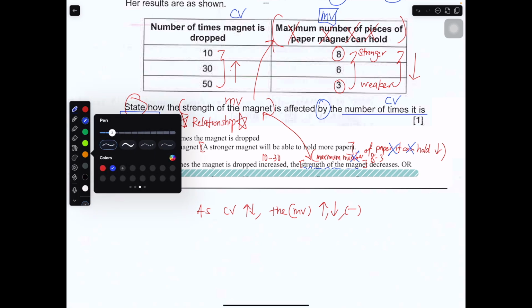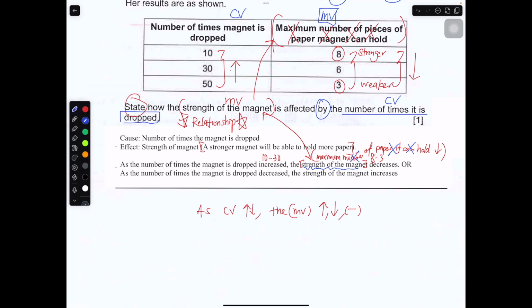Another way is you can actually flip the whole relationship. So as the number of times the magnet is dropped decreases, that means you are looking from 50 to 10, you are looking at the strength increases from holding 3 pieces up to 8 pieces. This is another way to present it. But normally we will read the information from top to bottom. So 10, 30, 50 increases, strength of the magnet decreases, 8, 6, 3. We'll write it in this way. The strength decreases. This is a better way to read the information.